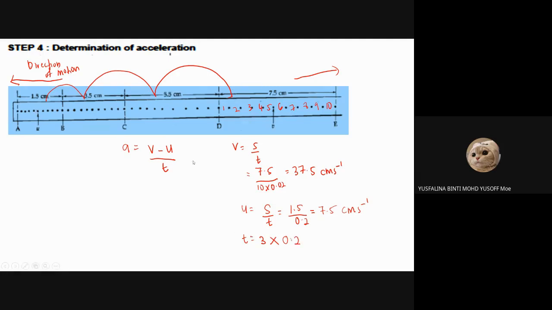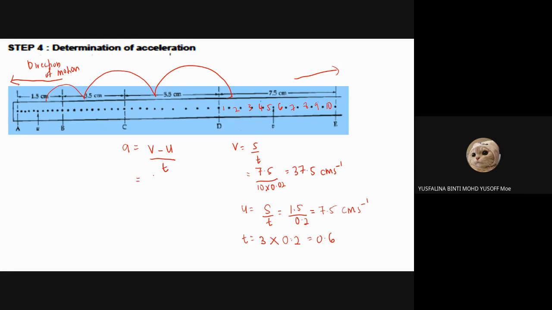So you have to know that T for velocity and T for acceleration are different. If you want to find T for acceleration, you have to jump 1, 2, 3, so 3 times the total time for each part of the ticker tape. Each part is 0.2, so you will get 0.6 here. Now you already have V, U and T, so just put in the formula here.